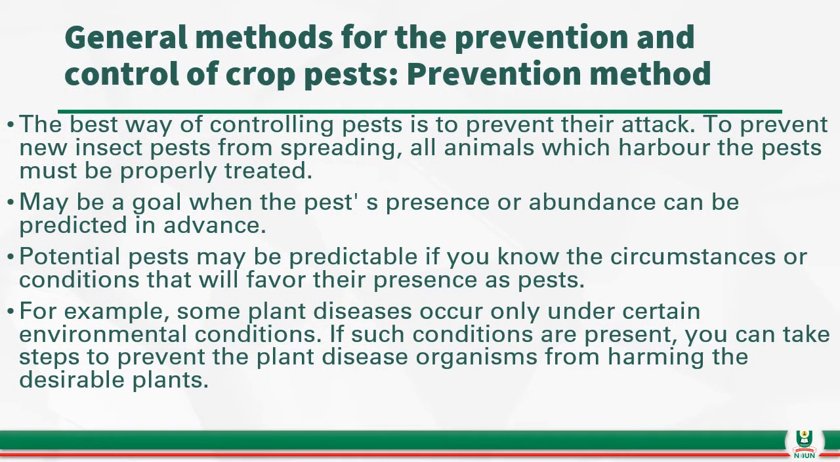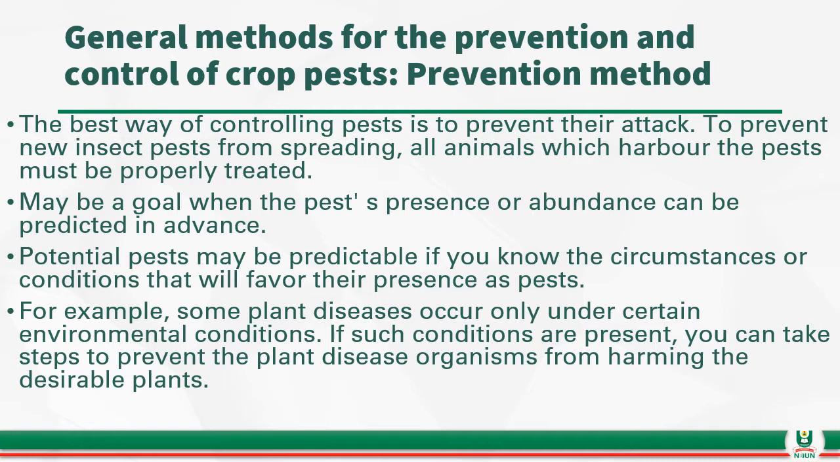The first topic we'll be treating is the general methods for prevention and control of crop pests. And we are going to be talking about four different methods. The first one is the prevention method. Second is the chemical method. We have the cultural method. We have the biological method, and we have the integrated pest management.